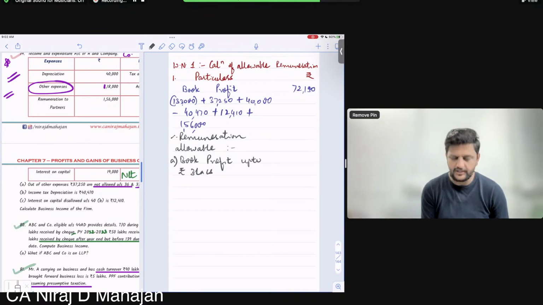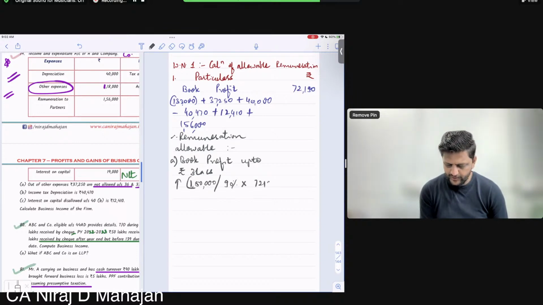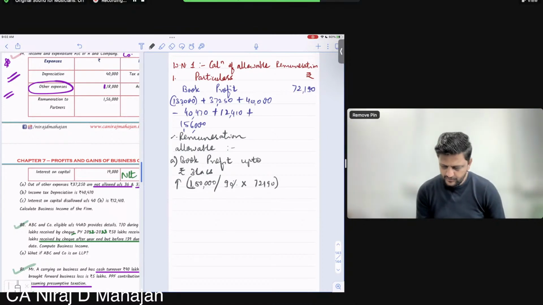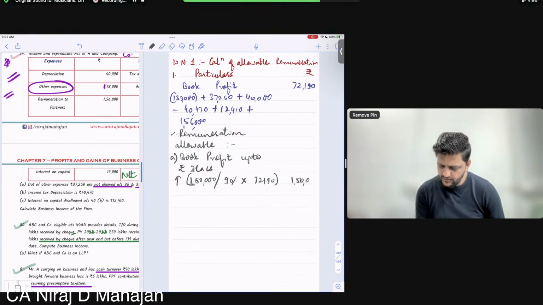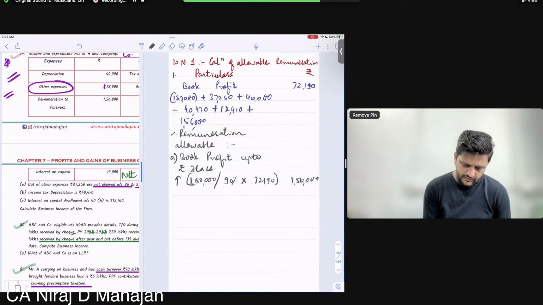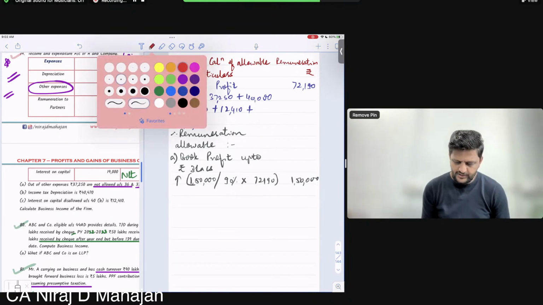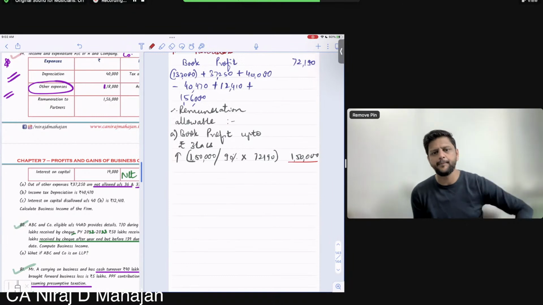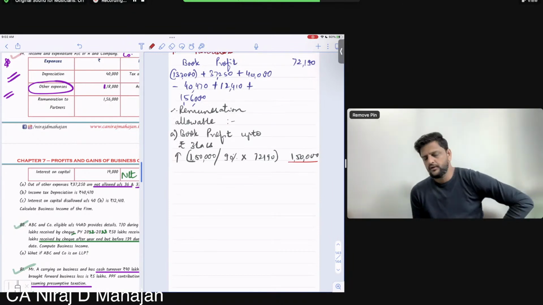Up to rupees 3 lakhs is the higher of 1,50,000 or 90% of 70 to 190. That figure definitely comes to 1,50,000. How much is actually paid? But 156. So this 150 is my ceiling limit. Ceiling limit, upper limit, understand? Upper limit.